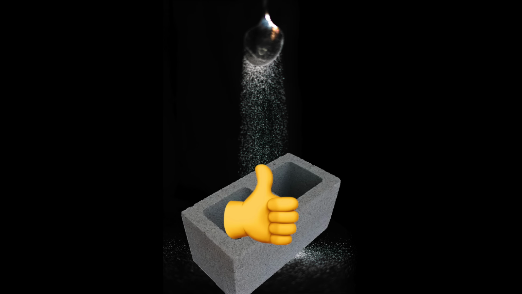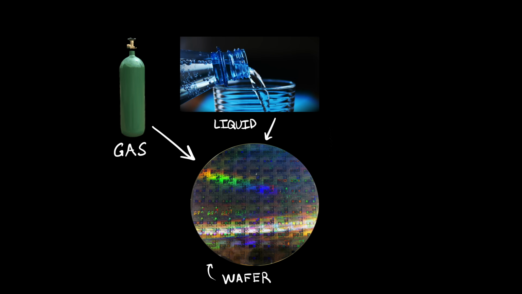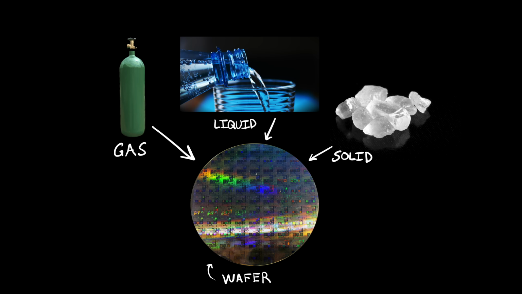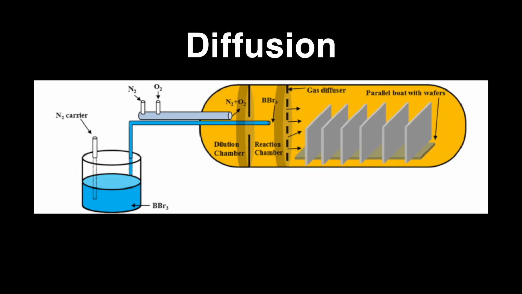Well, actually, you can. What people may not realize is that it is possible to dissolve a gas, liquid, or even a solid into another solid. It just takes a very high temperature, at least 800 degrees Celsius, and a lot of time. But it does work, and it's dirt cheap. We call this process diffusion.